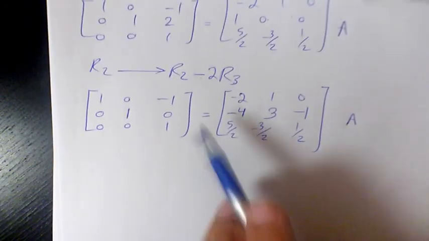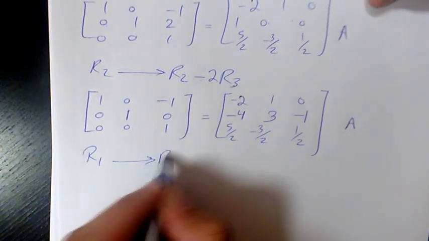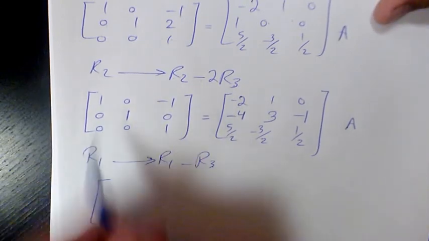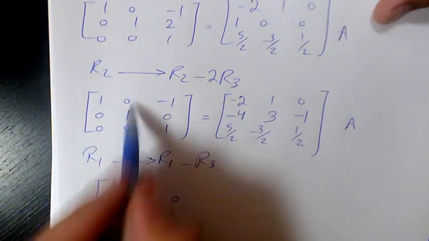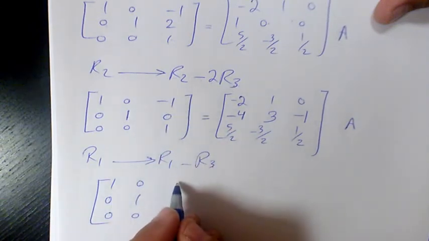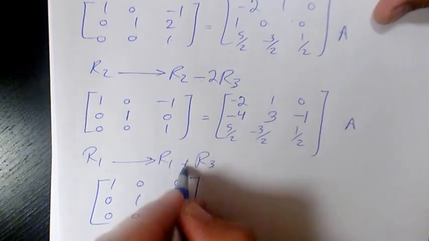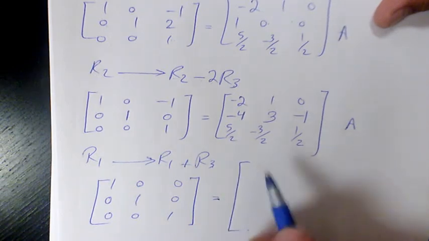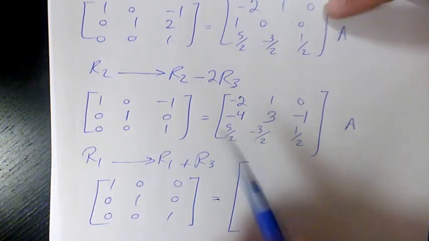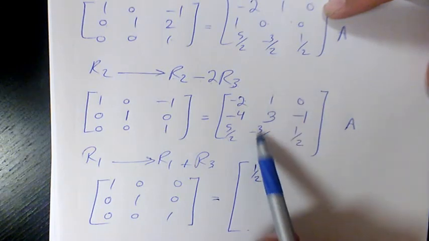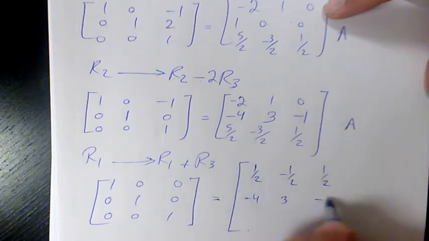One more step in order to make this negative 1 0. So I'm going to change R1 to R1 plus R3. 0, 0, 1, 0, 1, 0. And here, 1 minus 0, 1, 0 minus 0, 0, negative 1 plus 1, it's going to be 0. Basically, R1 plus R3. So this one is going to be negative 2 plus 5 over 2 is going to be 1 over 2. 1 plus negative 3 over 2 is going to be negative 1 over 2. 0 plus 1 over 2 is going to be 1 over 2. The rest remains the same.